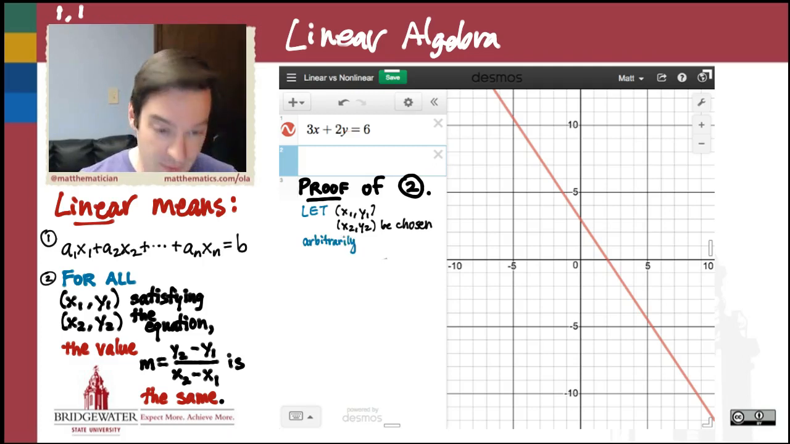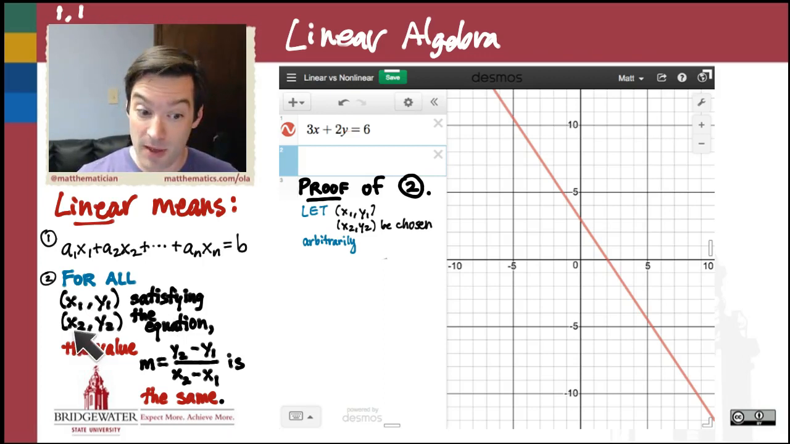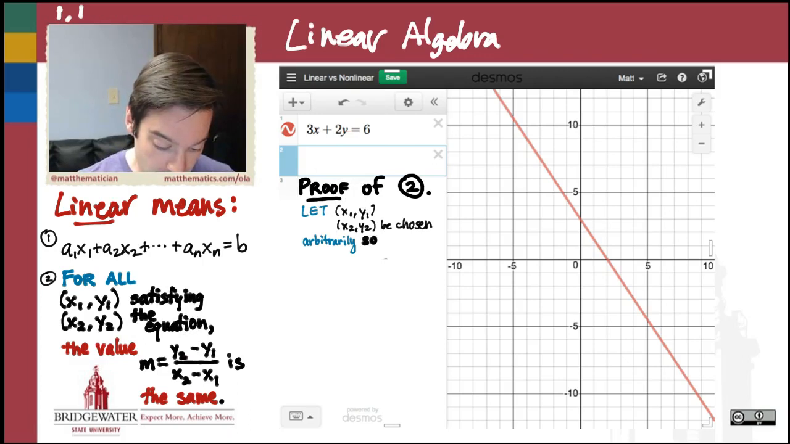Right? The choice of x1, y1, and x2, y2 is being made not by myself, but by the chaotic forces of the god of mathematics. Let those be chosen arbitrarily, but because we know something else about x1, y1, and x2, y2, we know that they need to satisfy the equation in question. So 3x plus 2y equals 6. So we actually do know something about x1, y1, and we know something about x2, y2.